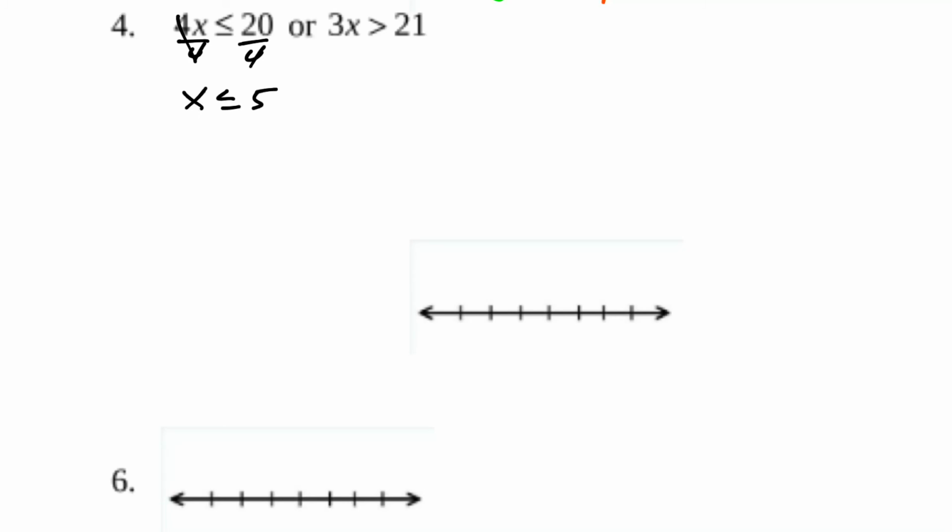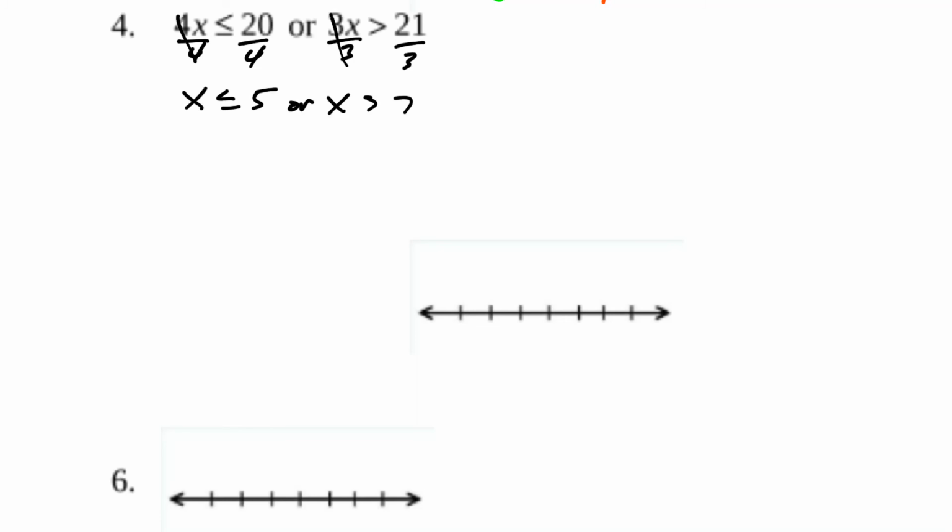And then in the inequality on the right, I would divide both sides by 3. And then the 3's would cancel out and make a 1 on the left. So I'd have 1x on the left is greater than 21 divided by 3 is 7. But then don't forget that these are connected by the word or still. So now we're going to go ahead and graph these on our number line.